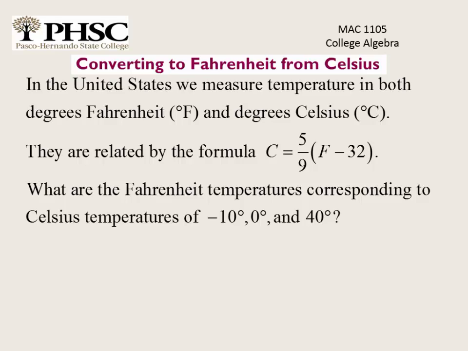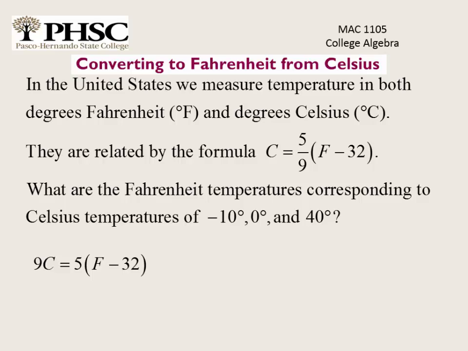So here we have an applied problem. We're going to convert Fahrenheit from Celsius. In the United States, we measure temperature in both degrees Fahrenheit and degrees Celsius. They're related by the formula C equals 5/9 times (F minus 32). So what are the Fahrenheit temperatures corresponding to the Celsius temperatures of negative 10 degrees, 0 degrees, and 40 degrees?